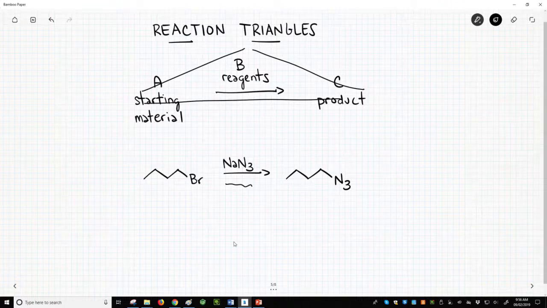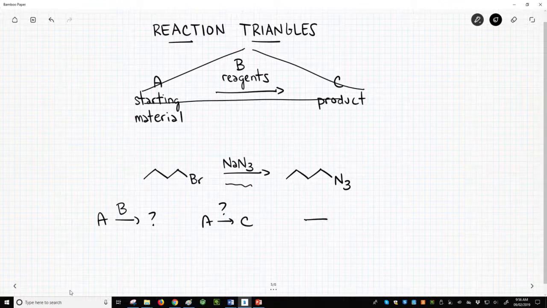You could be given the starting material for the reaction with the reagent and be asked to fill in the product. You could be given the starting material and the product and be asked to provide the reagent. You could be given the reagent and the product and asked to provide the starting material.